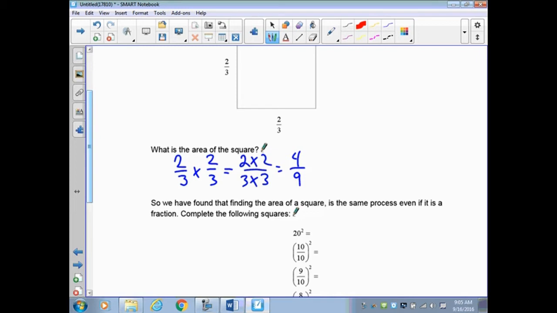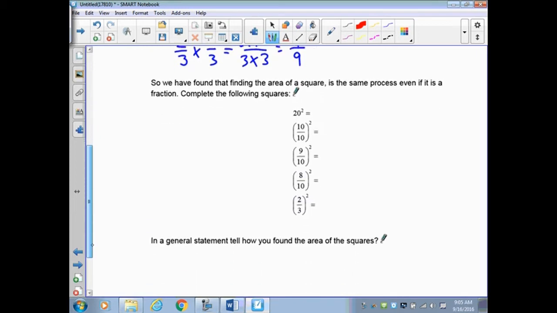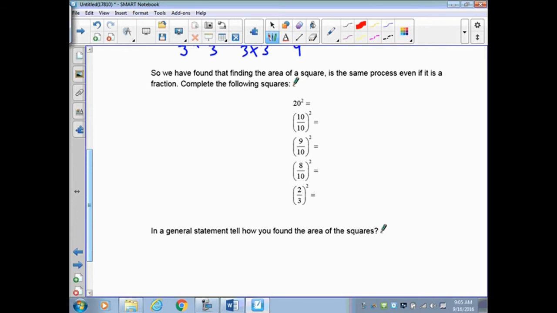So let's take a look at what we've done here. We have found that finding the area of a square is the same process, even if it's a fraction. So taking a look at this, let's fill in what we know. 20 squared was 400. 10 over 10 squared was 100 over 100. 9 over 10 squared was 81 over 100. 8 over 10 squared was 64 over 100. And 2 over 3 squared was 4 over 9.